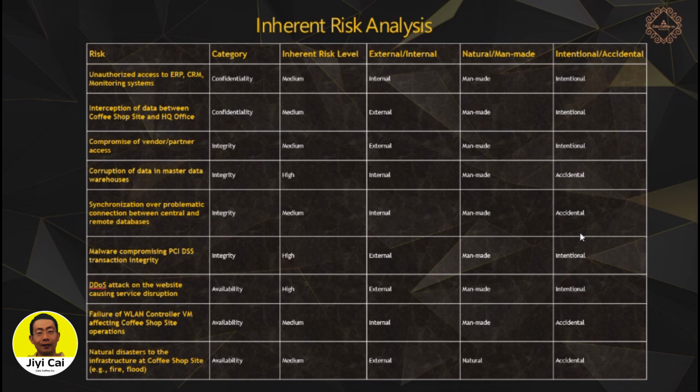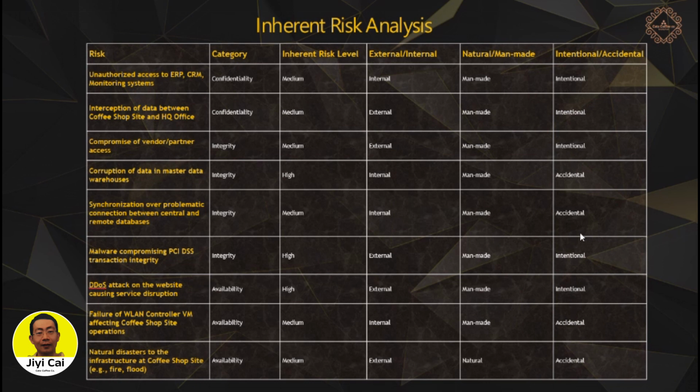So this is a table for inherent risk analysis. First, we can see unauthorized access to the system. The category is confidentiality, and the risk level is medium. It's an internal risk, it's man-made, and it should be intentional.